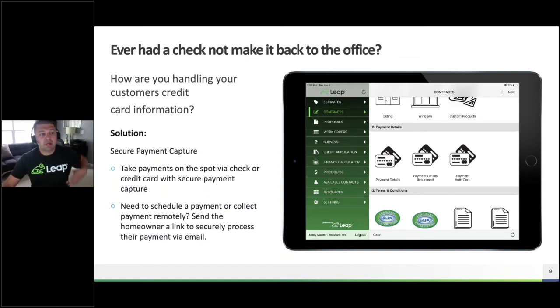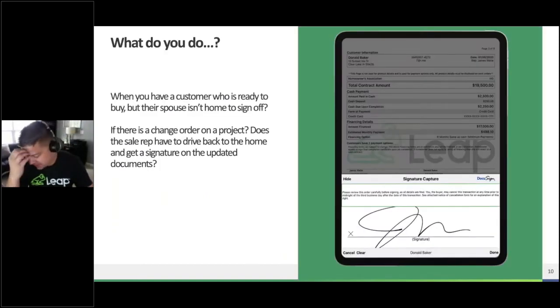So the next one is when you have a customer ready to sign, but their spouse isn't home to sign off. We used to call these BBACs or rehash. They kind of go hand in hand. But let's say that you had, this is really fast-tracked with COVID too.